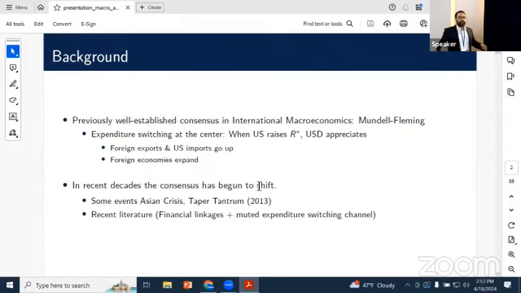Okay, but in recent decades, this consensus has started to shift. For one reason, there are some events such as the Asian crisis and the taper tantrum, which didn't fit the narrative. And there was also a huge literature on this, with contributors among you in this room. What this literature did mostly was to emphasize the financial linkages on one hand, and at the same time, how expenditure switching does not work. How is this muted?